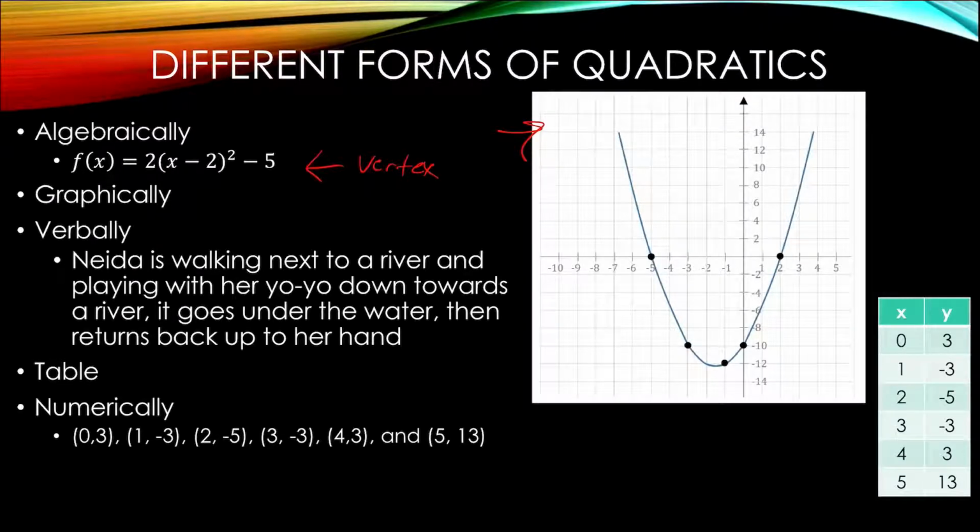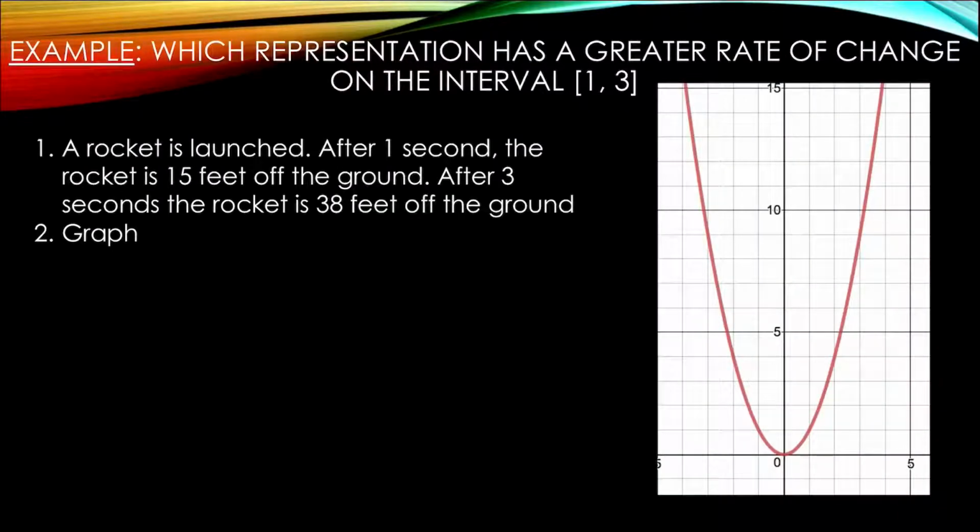And we have verbally, Nada's walking next to a river and playing with her yo-yo down towards a river. It goes down under the water, then returns back up to her hand. We have a table, and numerically down here with our points. Okay, so we'd have to understand the representation here.